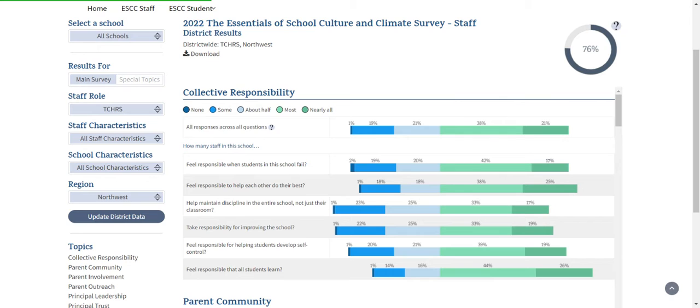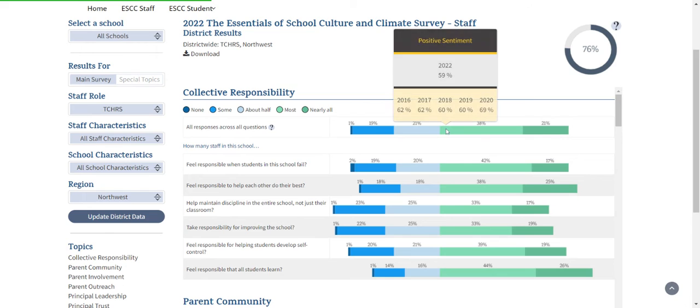The other change that we see here is there's an overall metric that says collective responsibility of all responses across all questions. So there are 6 collective responsibility questions. This metric shows you the average of responses across these 6 questions for all teachers in the Northwest region. So 21% on average across these questions indicated nearly all staff have collective responsibility, 38%, most, and so forth.